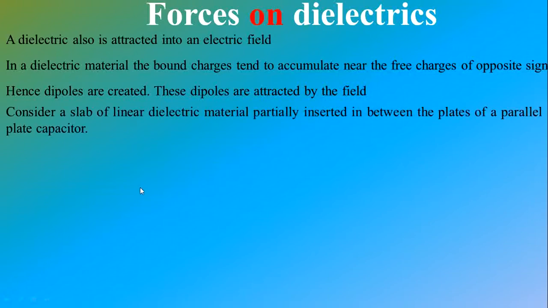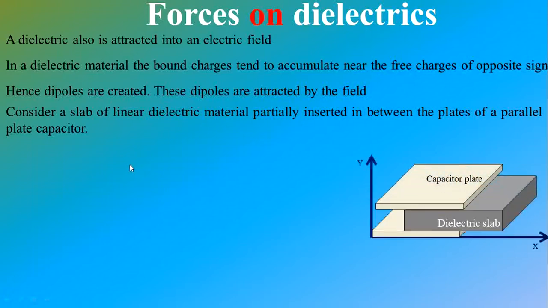Consider a slab of linear dielectric material partially inserted in between the plates of a parallel plate capacitor. From the figure, we can see that the white color of the plate is representing the parallel plate capacitor and a gray color is for a dielectric slab. A dielectric slab is partially inserted in between the capacitor plates.